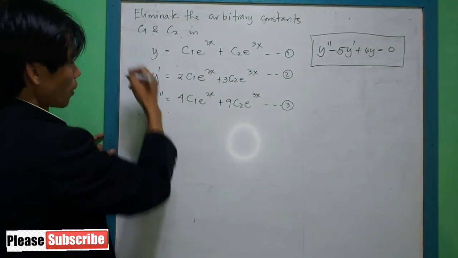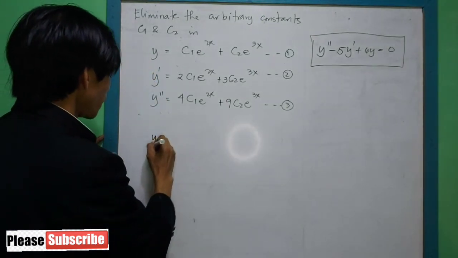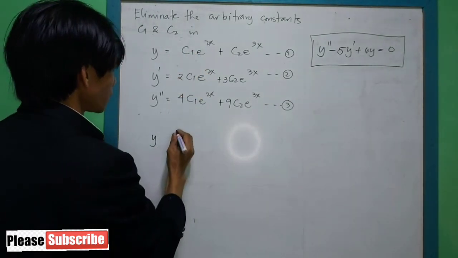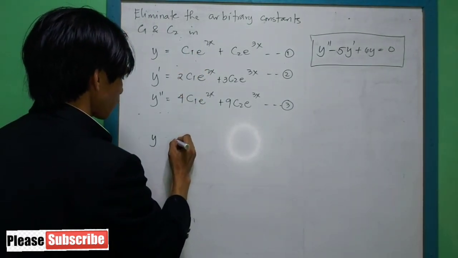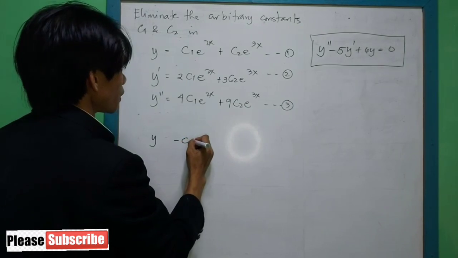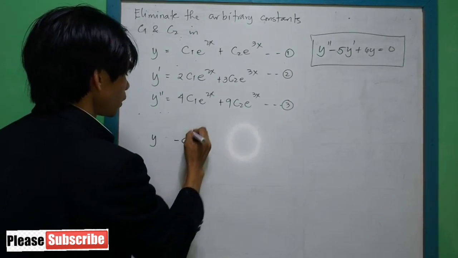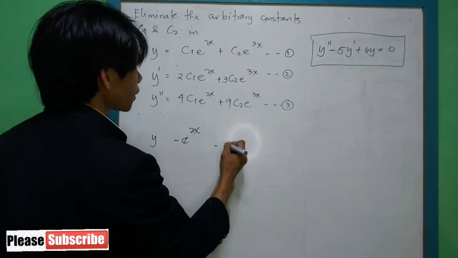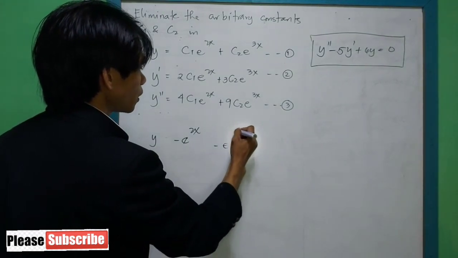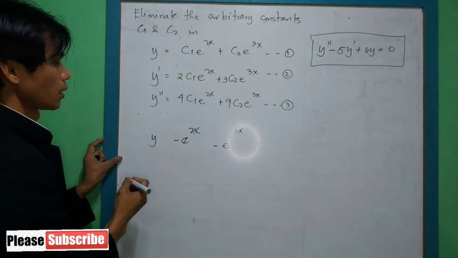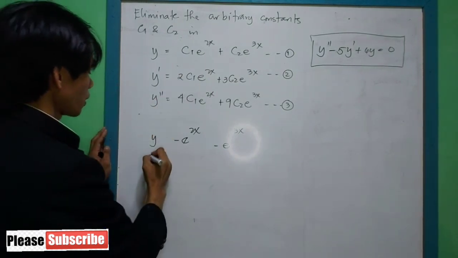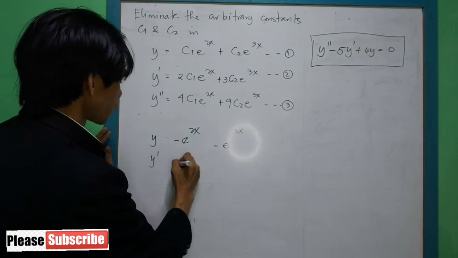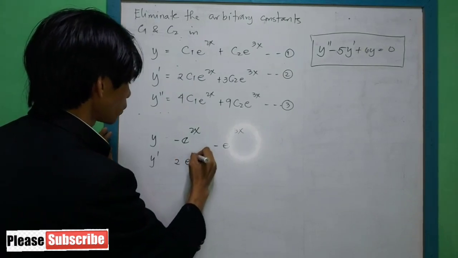So, kunin natin, this is our equation 1. Meron tayong y. Ita-transfer natin sa kabila. Tanggalin na natin yung constant. This is negative e to the 2x. Lalagay din natin sa kabila. Negative e to the 3x. Yan. Ganon din dito sa isa. So, y prime and then 2 e to the 2x.